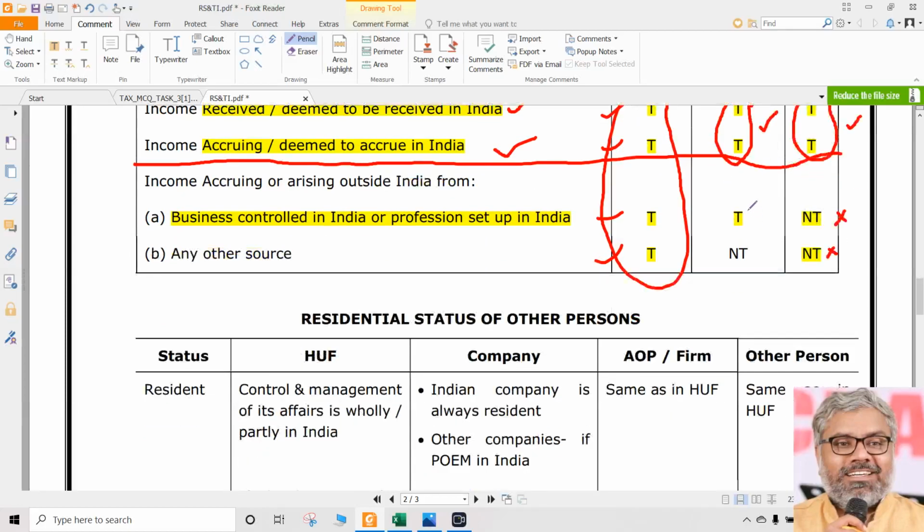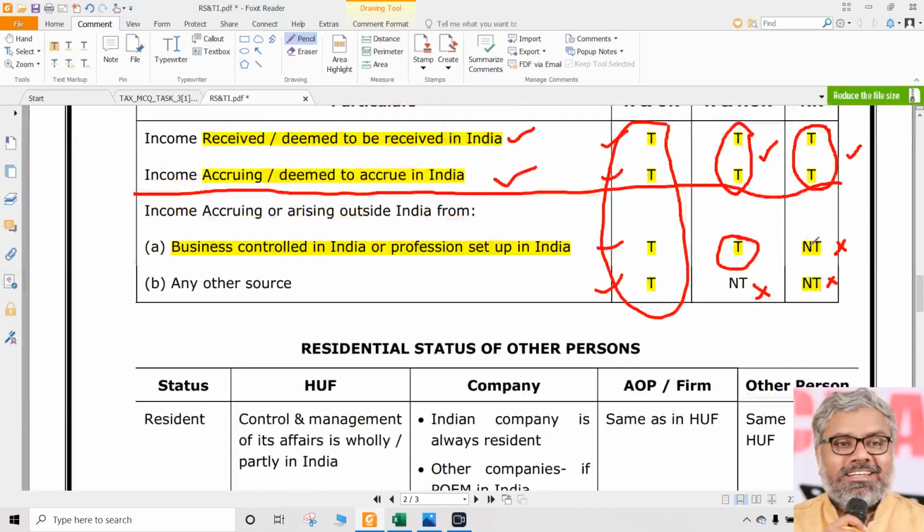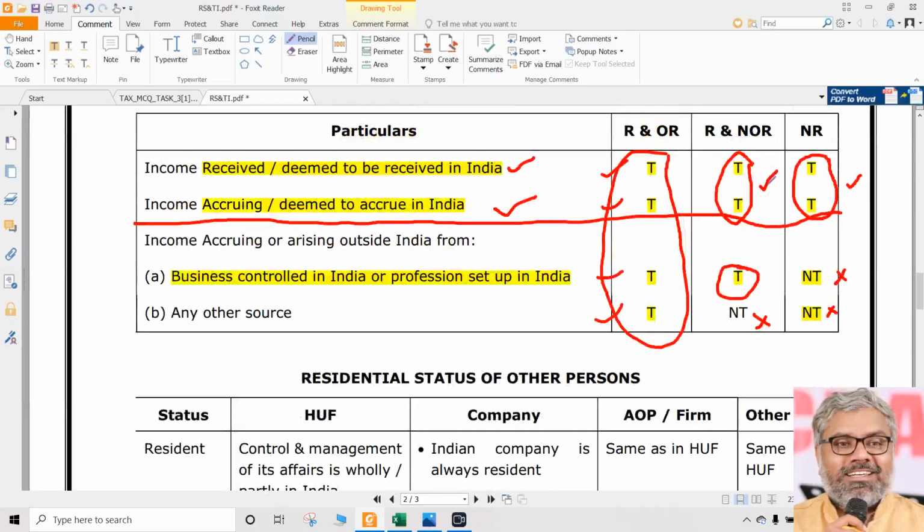That is the same. So one and only thing that will be different for RNOR is that where the income is accruing or arising outside India, of course, received also outside India, but business is controlled from India or profession is set up in India, that becomes taxable for RNOR. That will not be taxable for non-resident. Of course, if the income comes for RNOR under any other source, like if it is accrued outside India, received outside India, but business is not controlled from India, then nothing is taxable for RNOR.